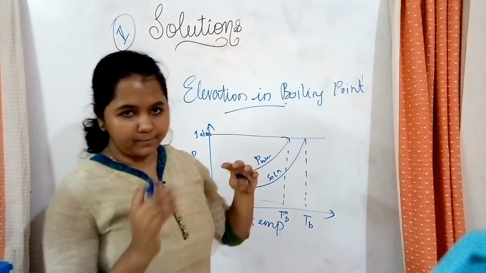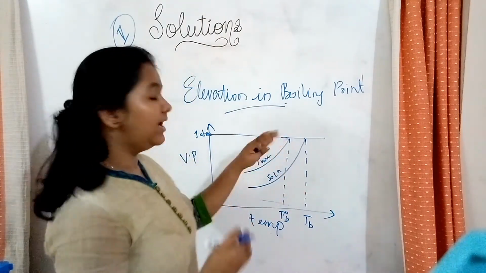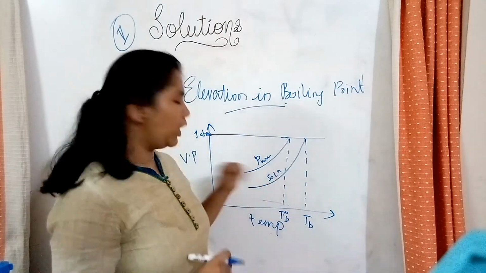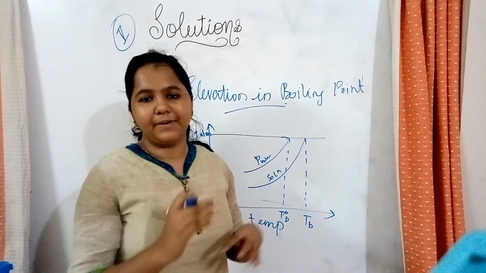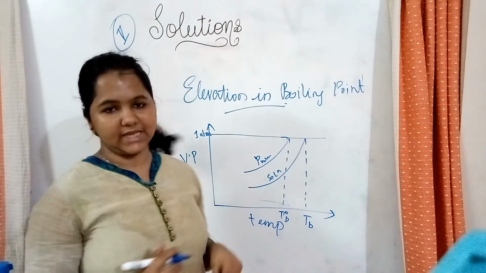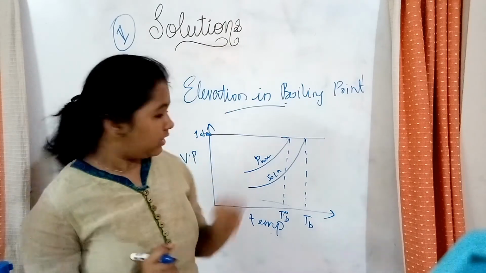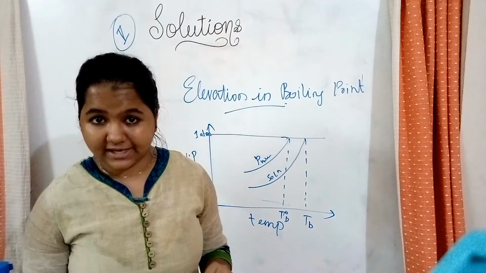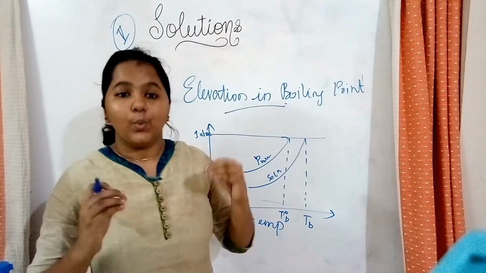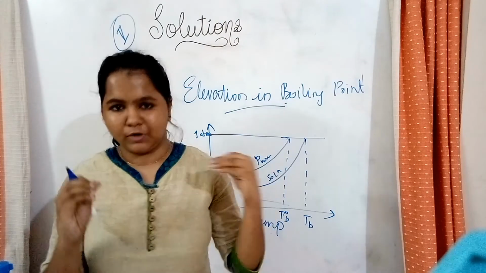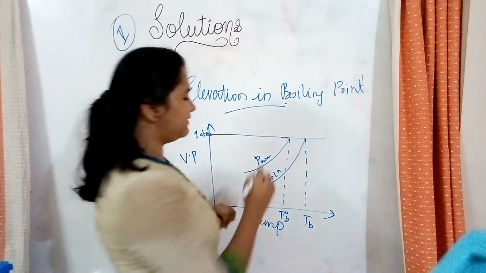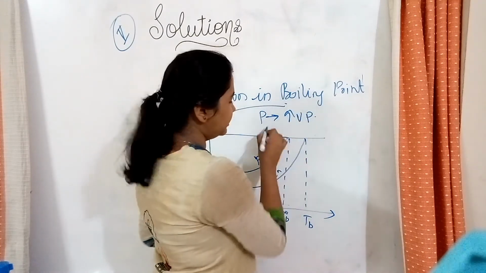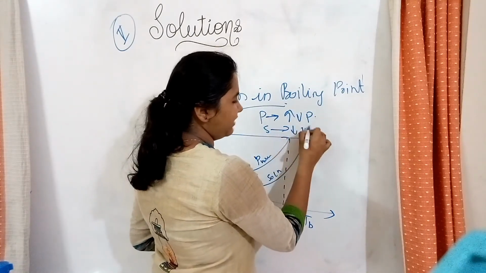In the pure state, why is there a lower temperature than that of a solution? So let's see. In the pure state, let's consider the vapor pressure. The vapor pressure is more for the pure state. So what would happen? We know what boiling is. When do you say something is boiling? When the vapor pressure is equal to the atmospheric pressure. Okay. So what did we say? Pure solvent has higher vapor pressure than that of what? The solution. So the solution has a lower vapor pressure.